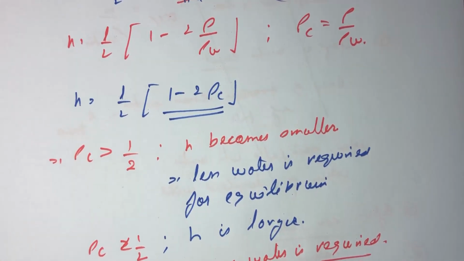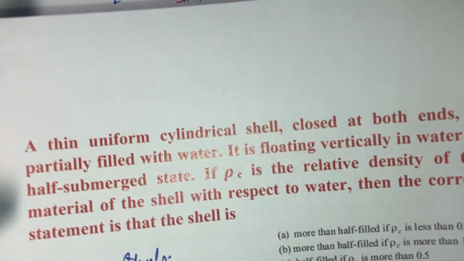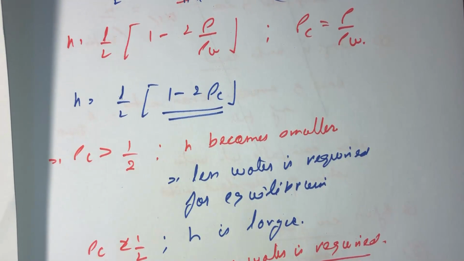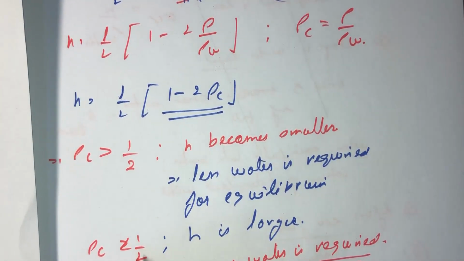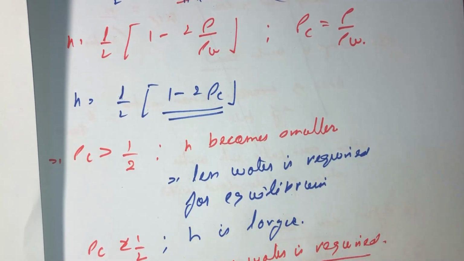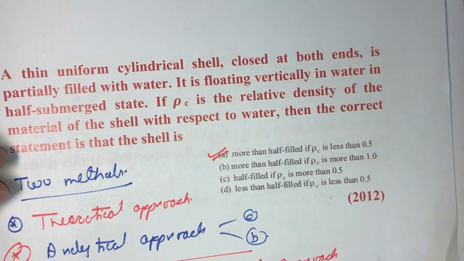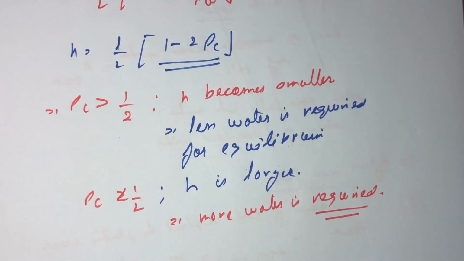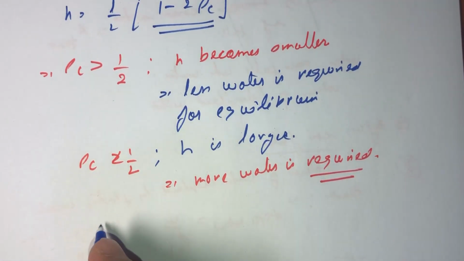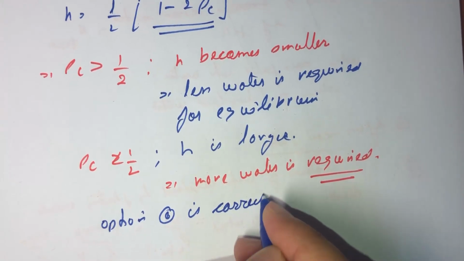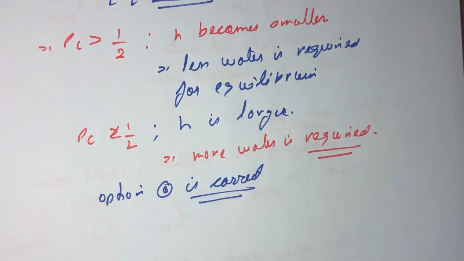Therefore, in every analysis, we found out that option A is the correct one, because when rho c is less than 1 by 2, more water is required. It means it should be more than half filled. So option A is the correct option.